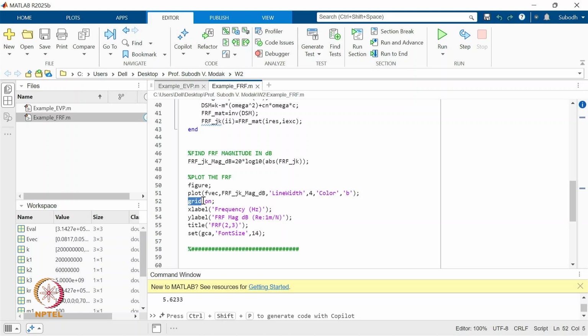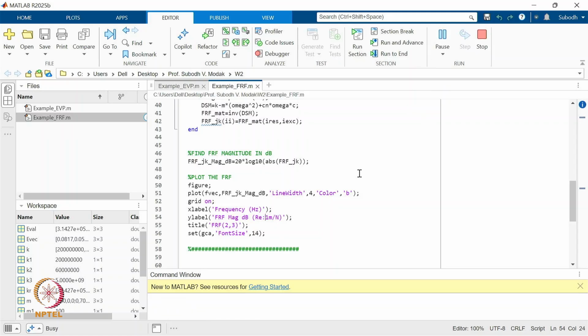And then grid on ensures that the plot has a grid. Then the x label is frequency in hertz, the y label is FRF magnitude in dB with respect to the reference value of 1 meter per Newton, and the title is FRF 23. This also is optional. I am setting the font of the different labels and the title to 14. So this completes the program. Let us run this program. Let me now hit run here.